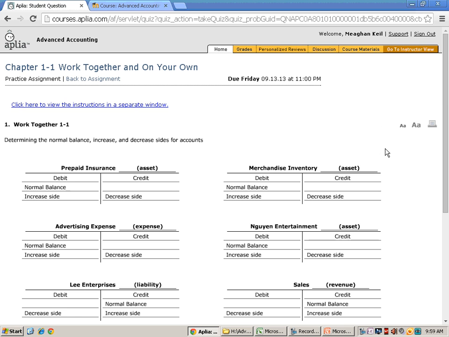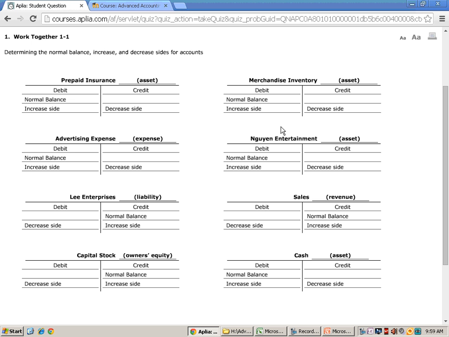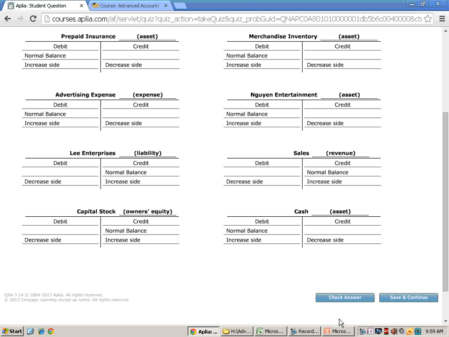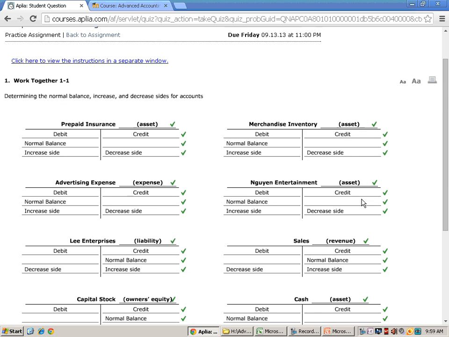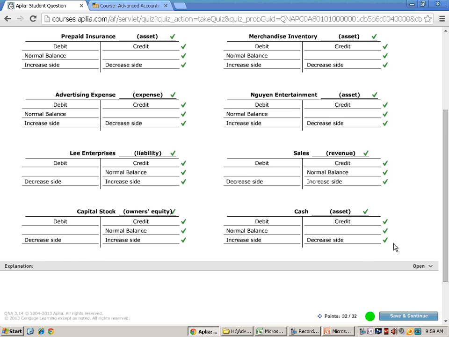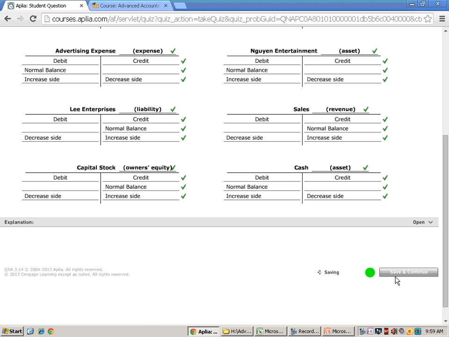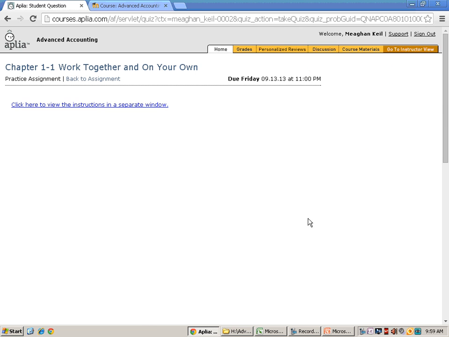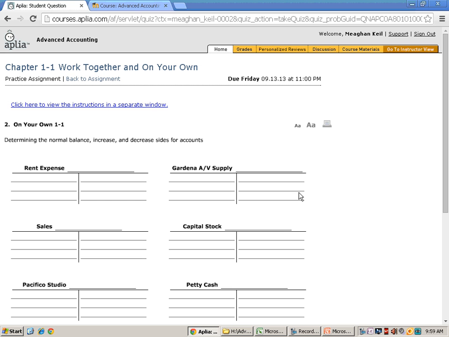All right, so I'm going to have this as practice for you right now. So once you're done, I want you to hit check answer. And we got 100. So then I'm going to have you save and continue. And you're going to do 1-1 on your own, which will be graded. If you have any questions, make sure to put it in Moodle or put it to the forums, and I will be back to you, or one of your classmates can help you out.